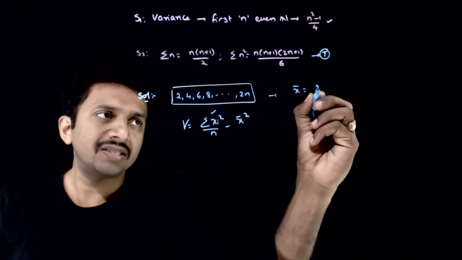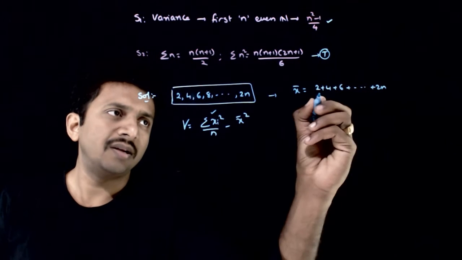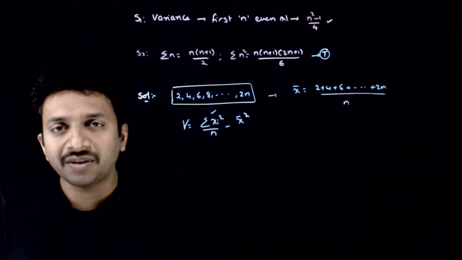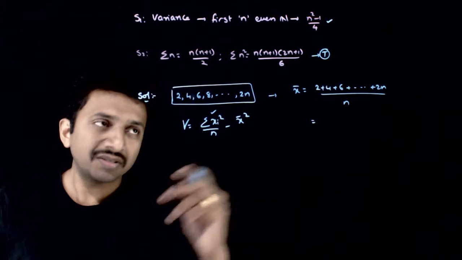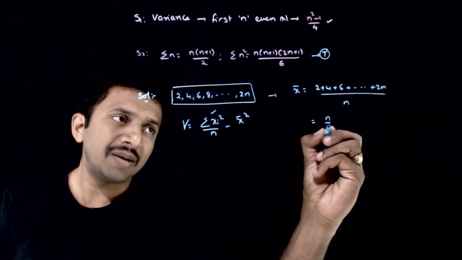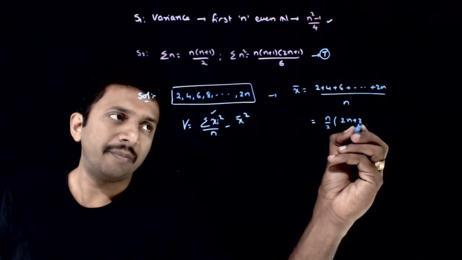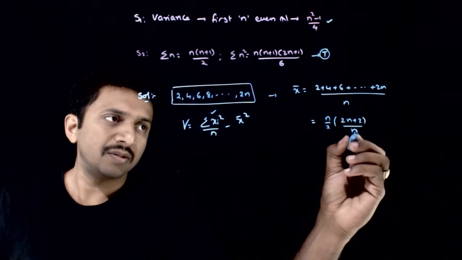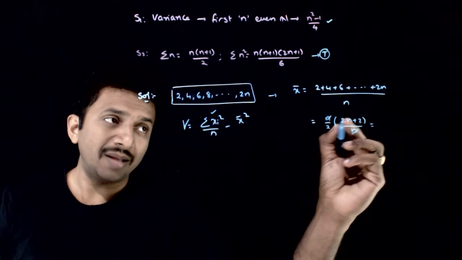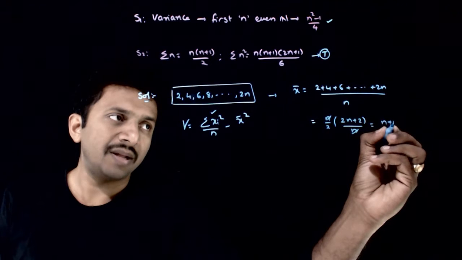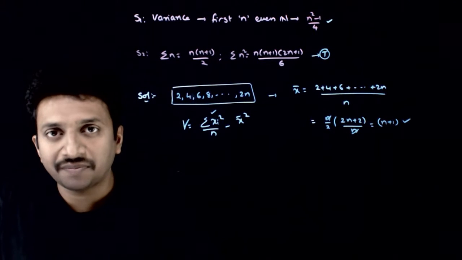Mean is nothing but the sum of all these numbers, 2 plus 4 plus so on up to 2n, divided by the total number of numbers, n. In the numerator you have n numbers which are in AP. So the sum is n/2 times (first term plus last term), that is (2 + 2n), divided by n. So this n and n get cancelled, 2 gets cancelled with 2, so you have n plus 1. So the mean is n + 1.